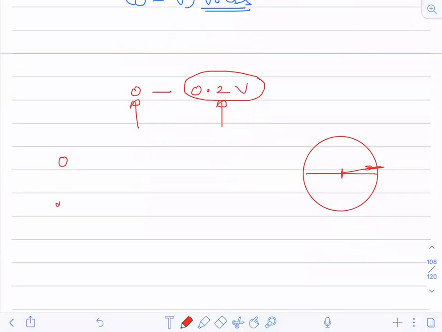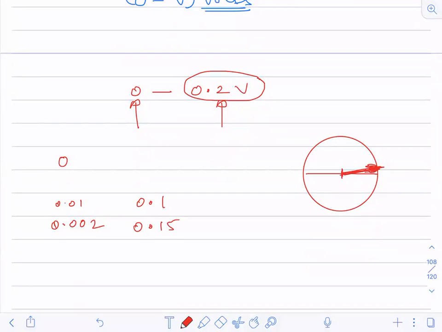For 0.01, it is showing you the same reading. For 0.002 also, it is showing you the same reading. For 0.1 also, it is showing you the same reading. For 0.15, it is showing you this. How will you differentiate? You will not be able to differentiate, no?